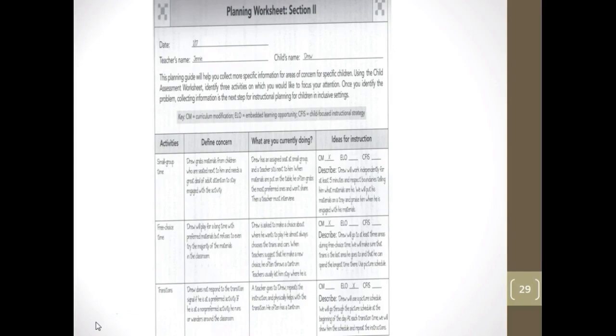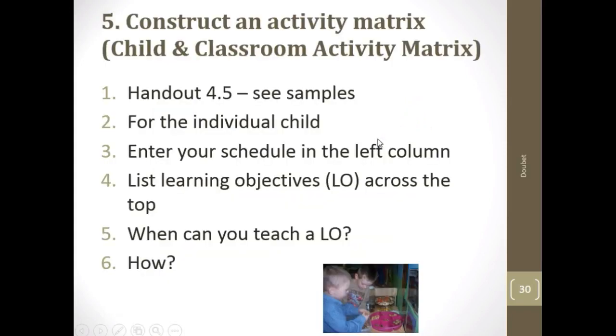And then section 2, again, is where you take those concerns that you have during which activities and decide what you're currently doing. What are you currently doing is this column here. We already know that what we're currently doing is not working for Drew, or we wouldn't have a concern over here, right? But we got to know about what we're doing right now, so we know we need to change it. And that is that last column, the ideas for instruction.